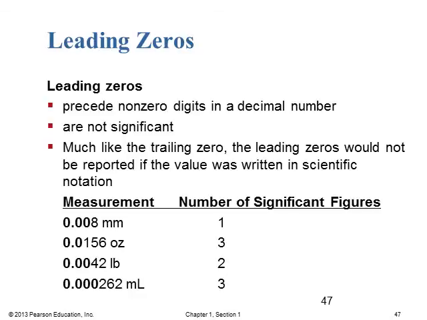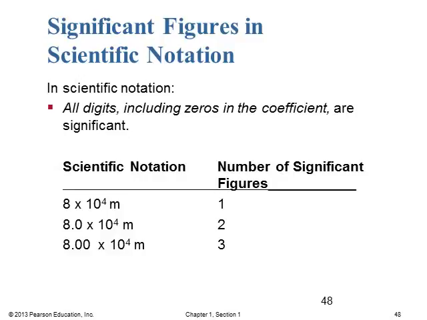The 0.0156, only the 1, 5, and 6 are significant. So there's 3 significant figures. The 0.00242, only the 4 and the 2 are significant. So there's 2 significant figures there. And the last one, 0.000262, only the 2, 6, and 2 are significant. Those leading zeros are not. And so there's only 3 significant figures.